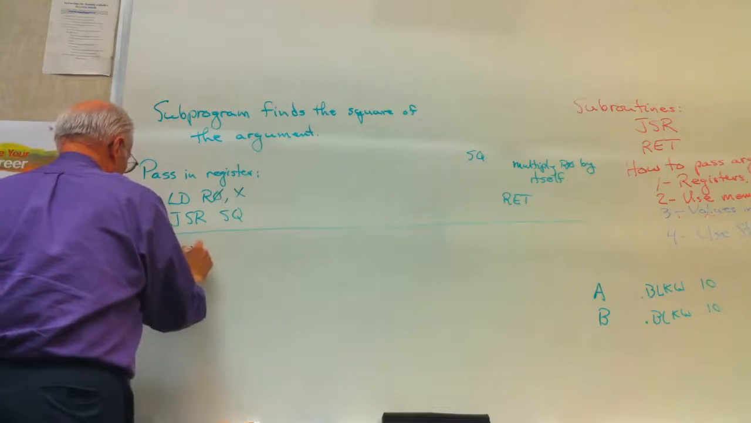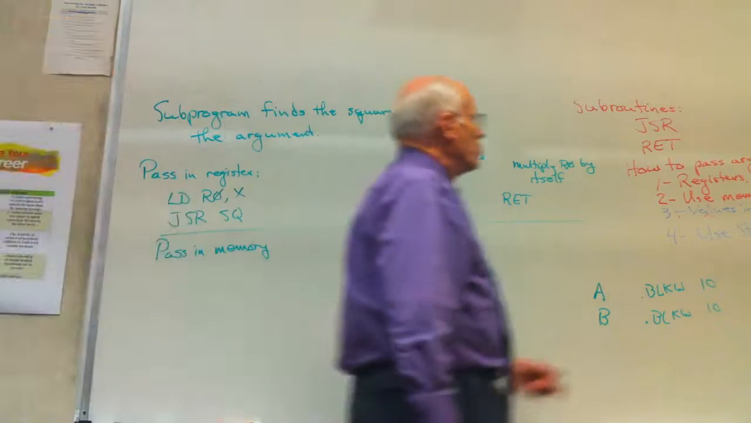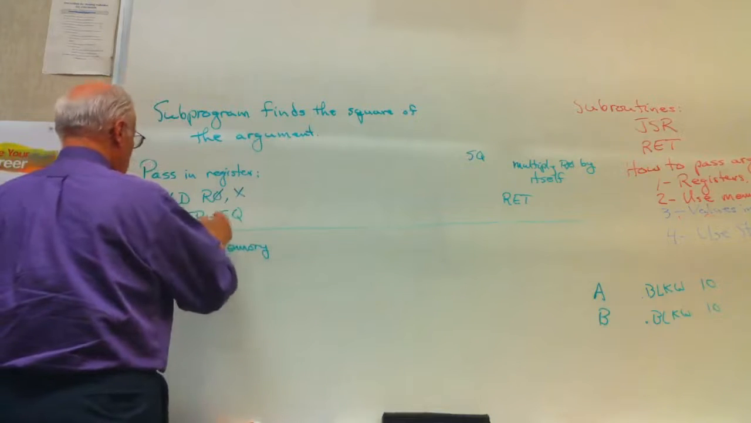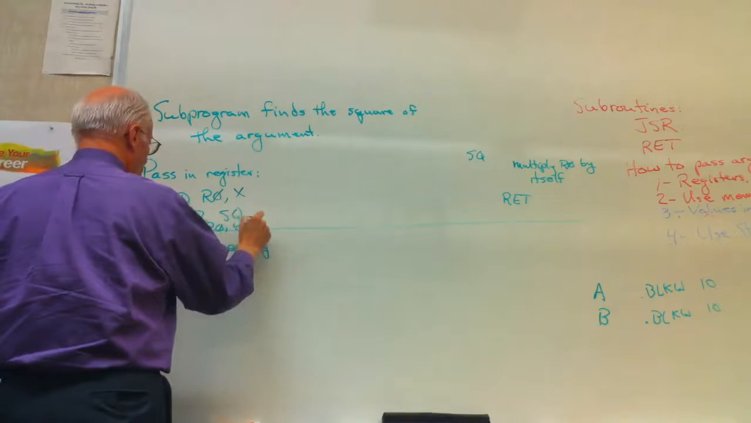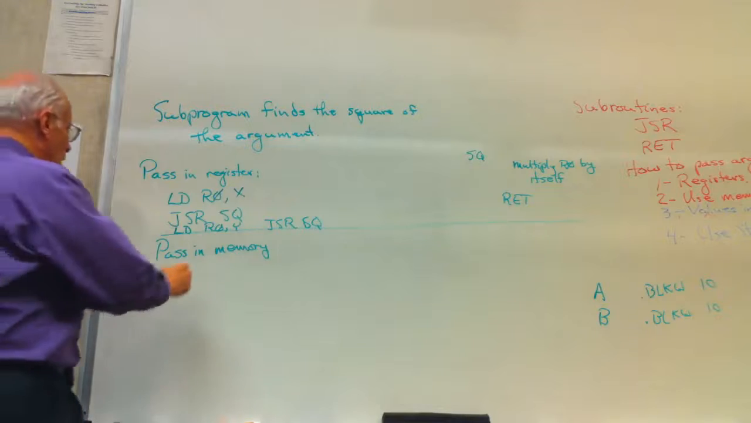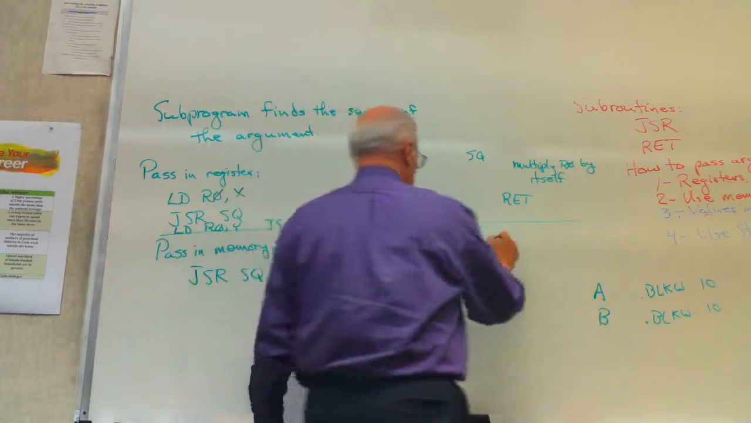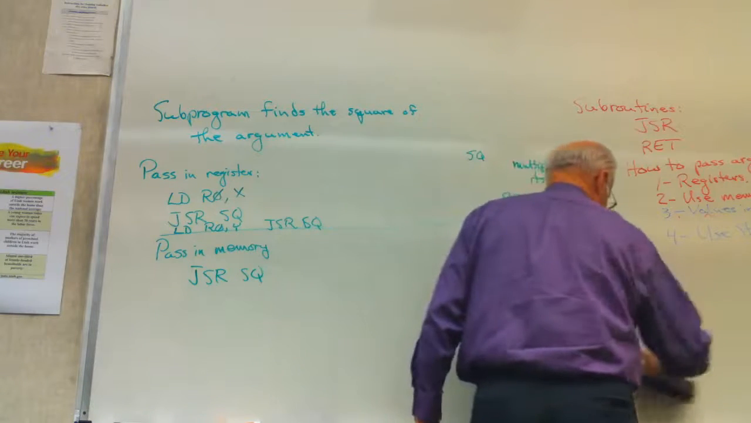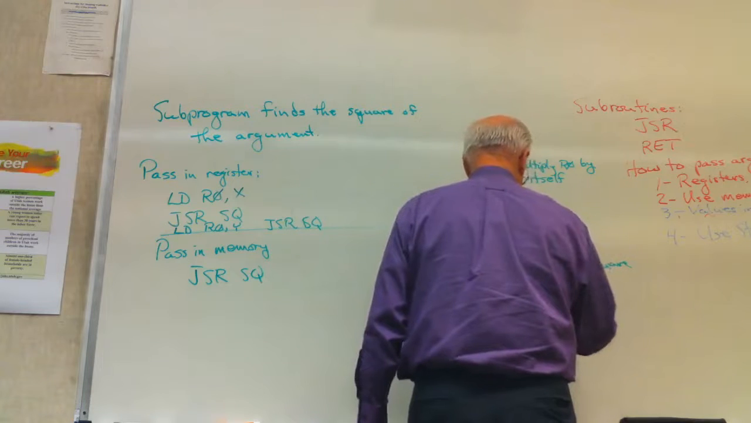Now, if we pass in memory without using the address, let's see. What I wanted to do here was follow on with a load register 0 from Y and do another JSR. Do two of them, that's where it makes a difference. If we just pass in memory, then our subprogram over here would look like this. Load register 0 from X, compute square, and return.